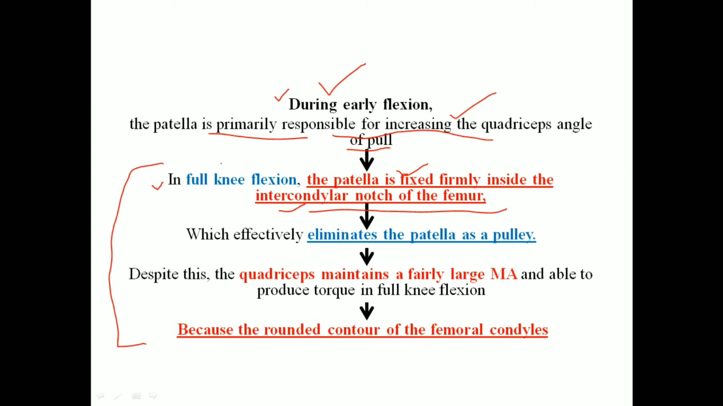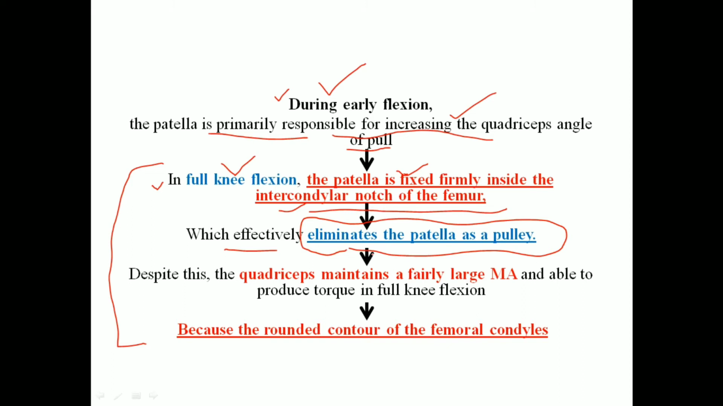Okay, so during full flexion, what is happening? The patella is fixed firmly inside the notch, which effectively eliminates the patella as a pulley. During this time, our patella will not work as an anatomical pulley. Okay, this point you have to keep in mind.